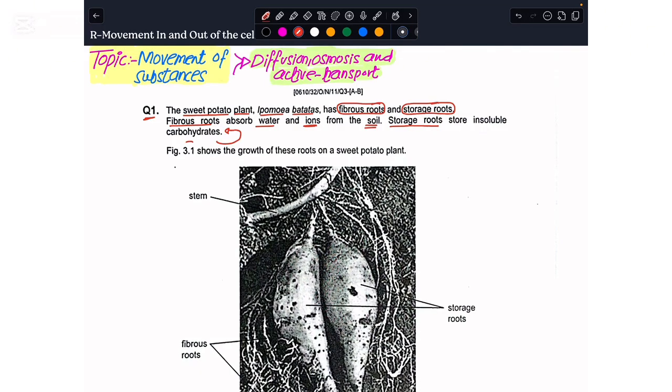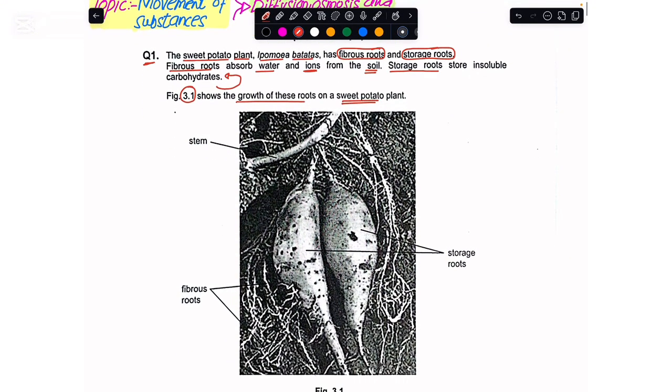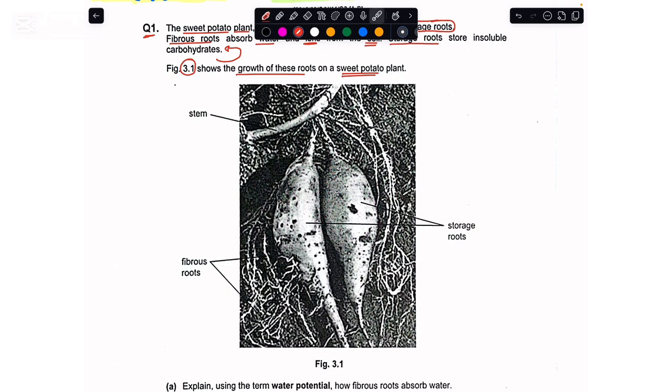For figure 3.1, they are showing the growth of these roots on a sweet potato plant. If I take you to the diagram, we have the sweet potato plant and these are its underground storage organs. They have indicated the storage roots here, and the ones we see here are the fibrous roots. The fibrous roots absorb the water and ions, and the storage roots store the insoluble carbohydrate.